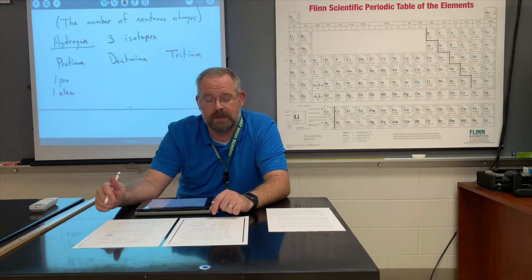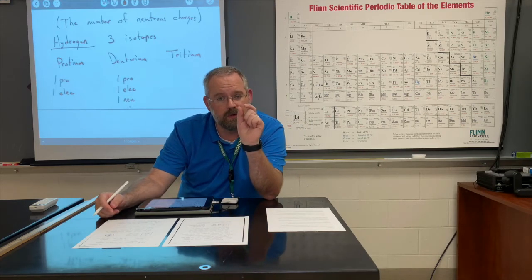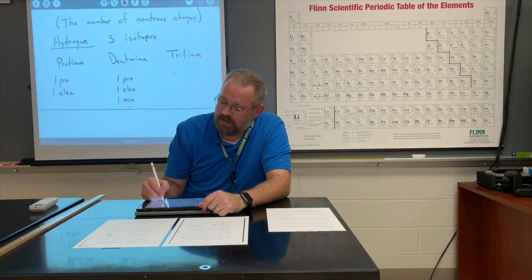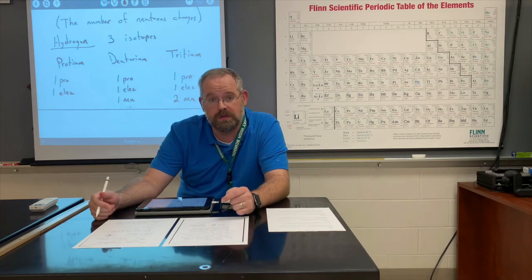Okay, protium is an atom that consists of 1 proton and 1 electron, and that's it. Proton in the nucleus, electron on the outside. Deuterium has 1 proton, 1 electron, and 1 neutron. So in the nucleus there is a proton and a neutron and 1 electron traveling around. And tritium has 1 proton, 1 electron, and 2 neutrons. So it's 3 times heavier than protium because it has 3 of those particles in the nucleus.